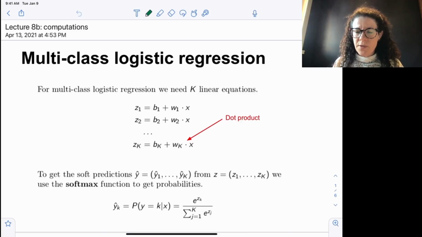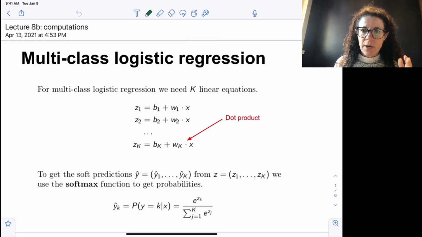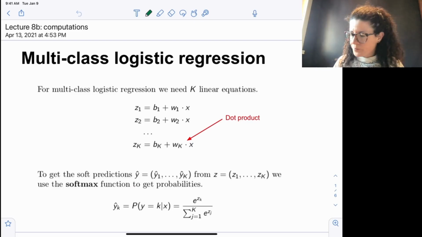Hi everyone. In this video, I want to do a few computations to understand multi-class logistic regression a little bit better, and also simple neural networks a little bit better. So here are the equations z1, z2, zk. These are linear equations. And how do we get soft predictions like probabilities? Given an input, we apply this linear transformation, which gives us the vector z1, z2, zk, and after that we apply a softmax function to get probabilities.